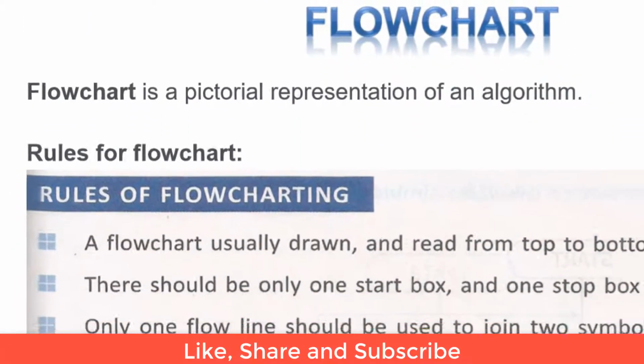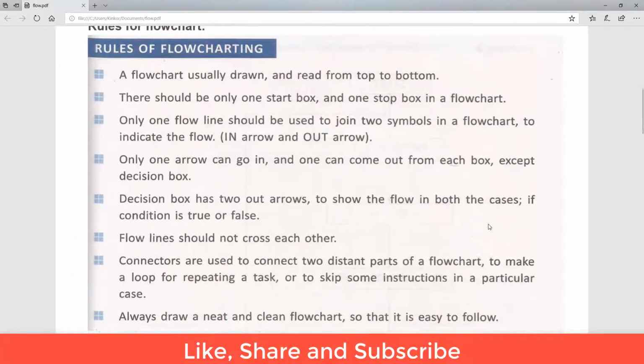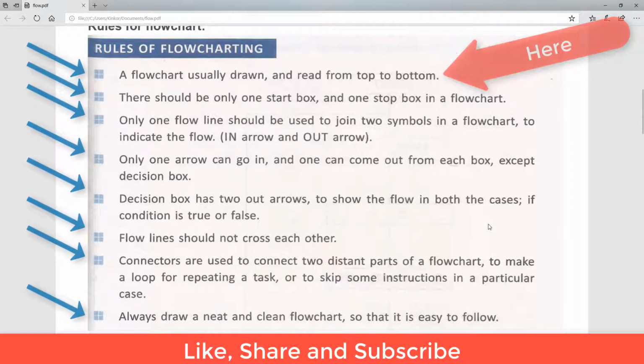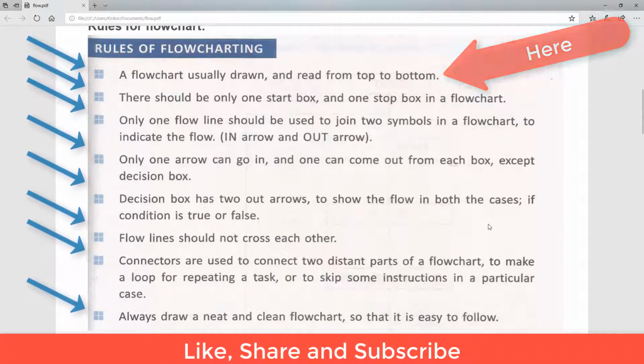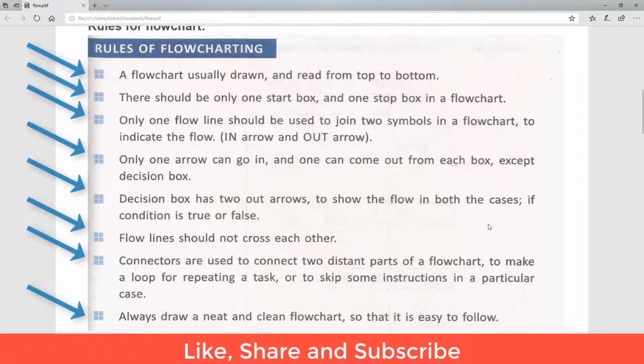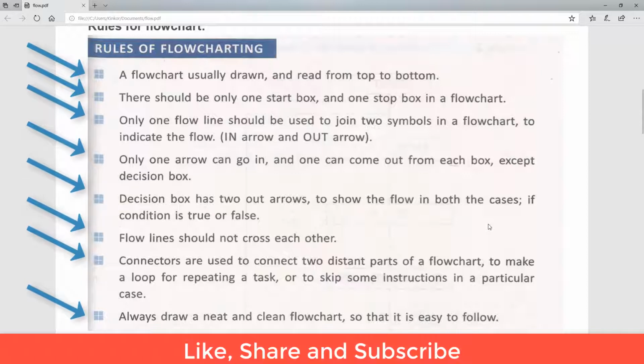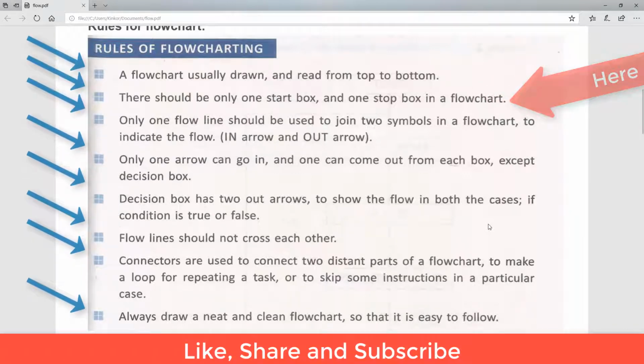So there are some rules for flowchart, and as you can see, the first rule of flowcharting is a flowchart is usually drawn and read from top to bottom. So once we start drawing a flowchart, we should start it from the top and then move towards the bottom. There should be one start box and one stop box in the flowchart.